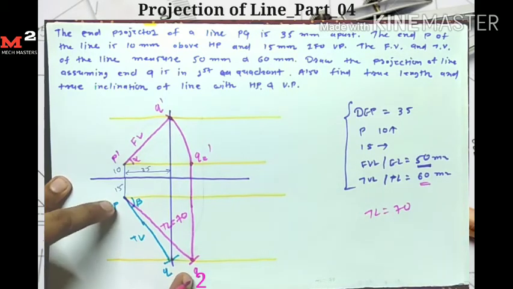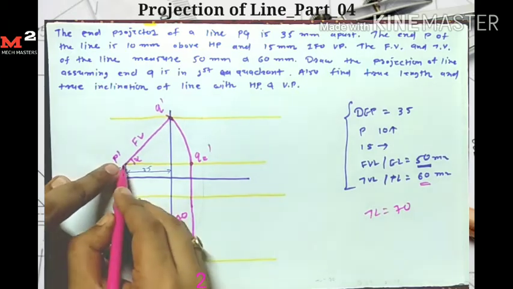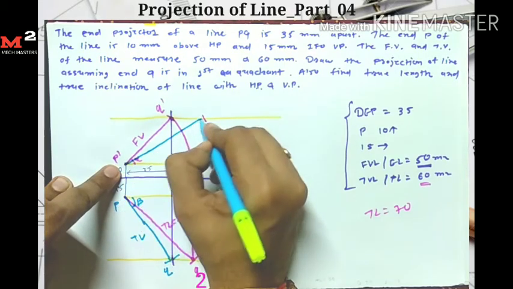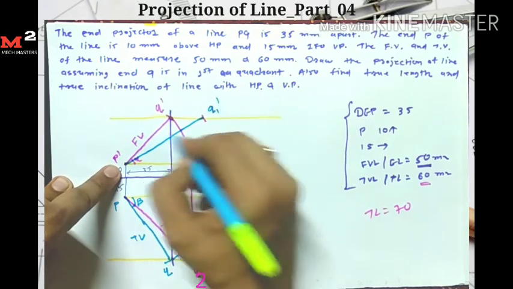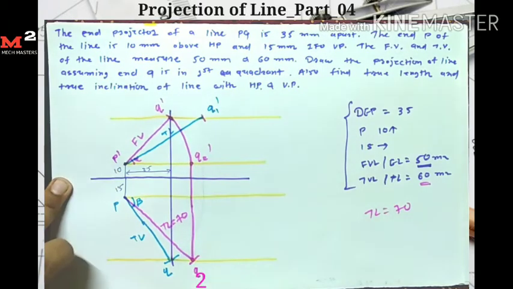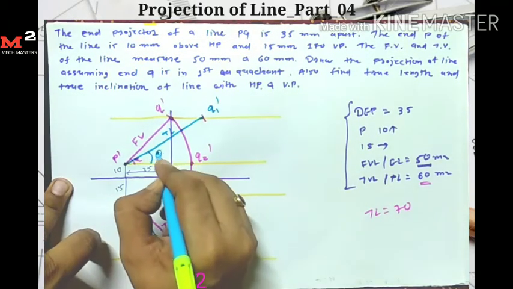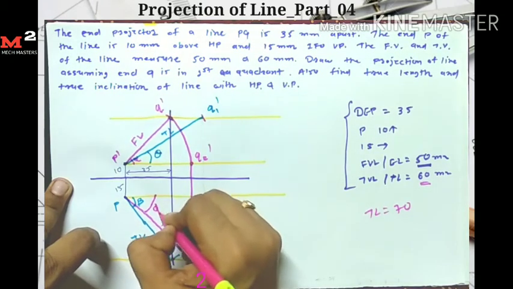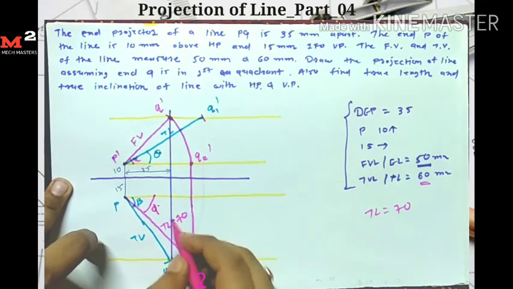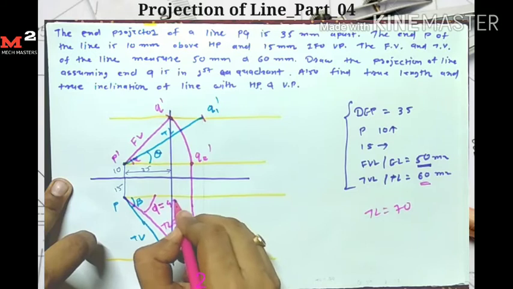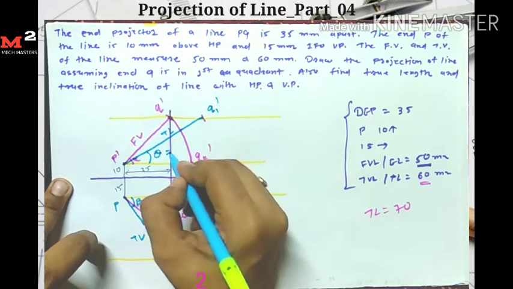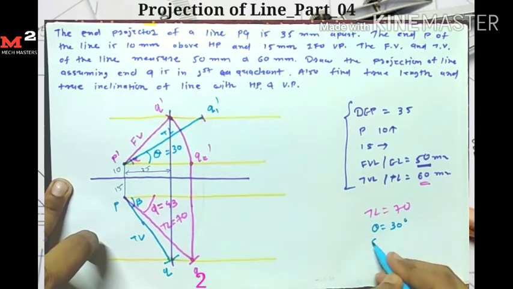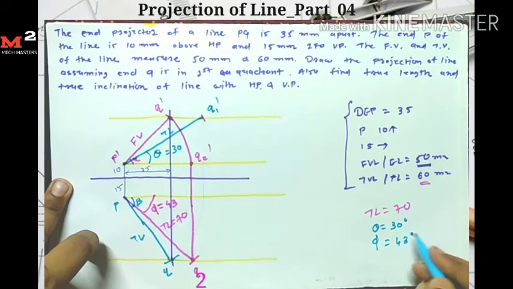Now I take 70 mm as a radius and P dash as a center, and draw one arc which intersects the locus here. So here I get my point Q1 dash. This is the true length, equal to 70 mm. The angle made by the true length is theta. Similarly here, the angle made by the true length is phi. If I measure the angles, phi is equal to 43 degrees and theta is equal to 30 degrees.